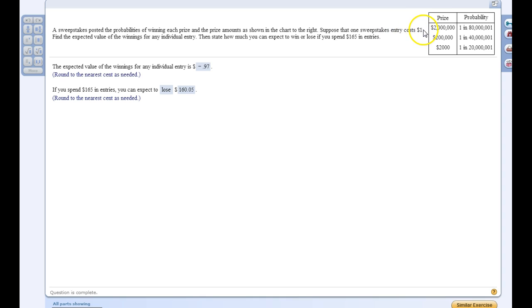Now if this had been like $2 or something like that, and the expected value is this, you'd have to adjust it. But since this is $1 and you're spending 165, you can literally just multiply those together to get this number. Now if you put lose and then -160.05, it's not going to count that correct. So just know if this is a negative number when you do the multiplication, that signifies lose, and then just type in the absolute value of the number.